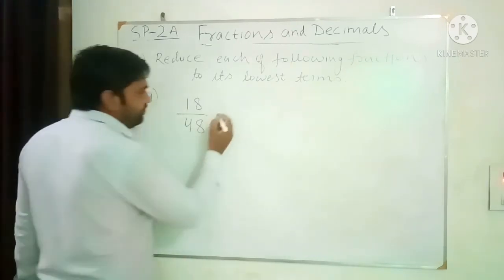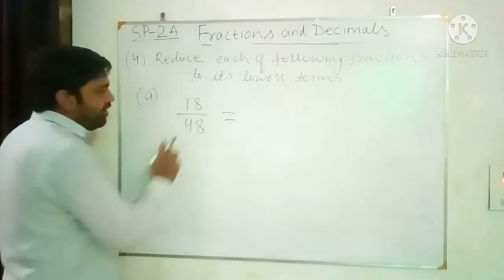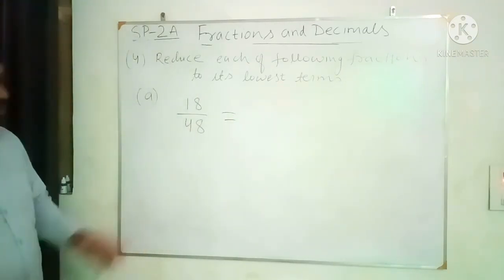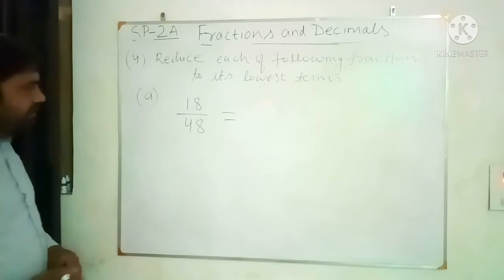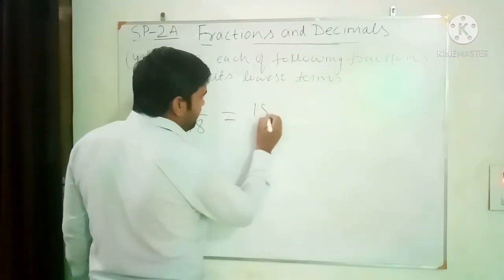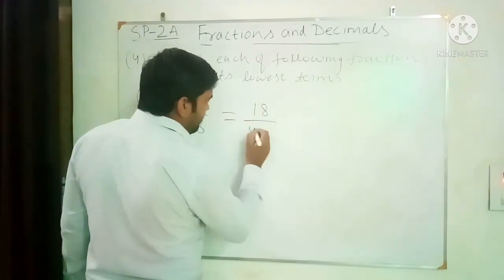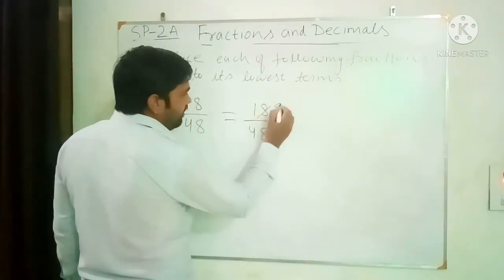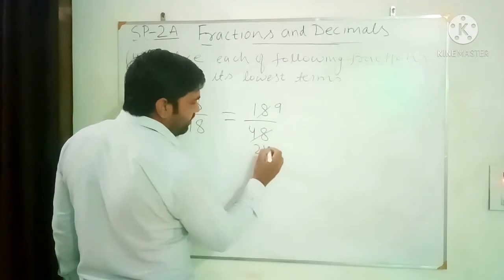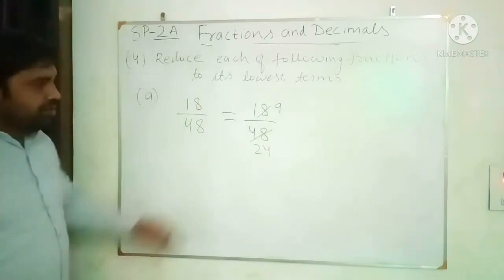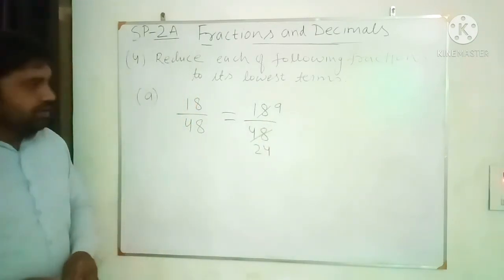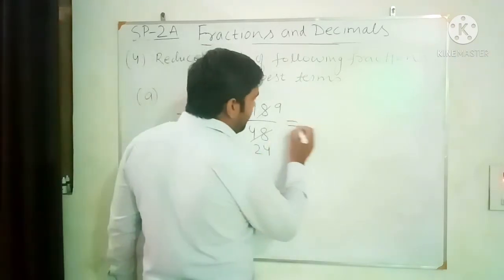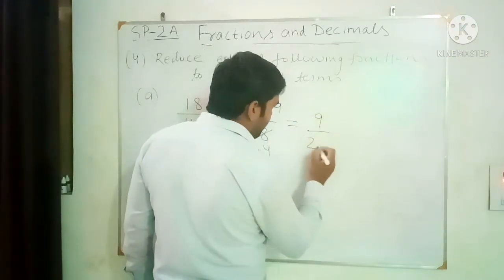See here, 18 and 48 are both divisible by 2. So what do we write here? 18 by 48, both divisible by 2. 2 9s are 18, 2 24s are 48. So what did I get here? 9 by 24.